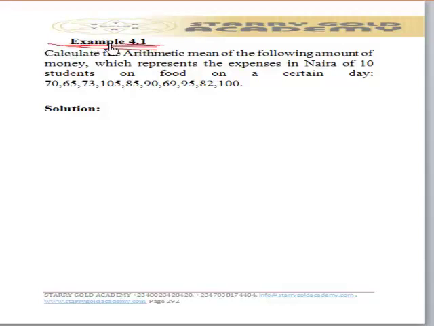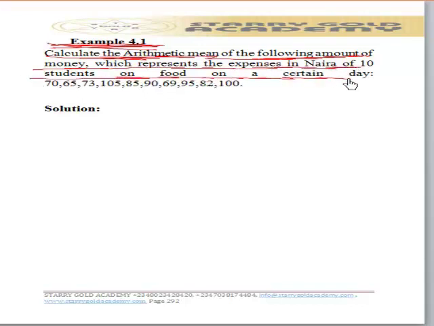Let's look at an example and see how we can demonstrate the formula we have provided for arithmetic mean. The question says, calculate the arithmetic mean of the following amounts of money, which represent the expenses in naira of 10 students on food on a certain day. Let me take that again. Calculate the arithmetic mean of the following amounts of money, which represent the expenses in naira of 10 students on food on a certain day.